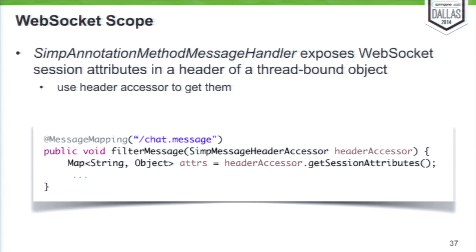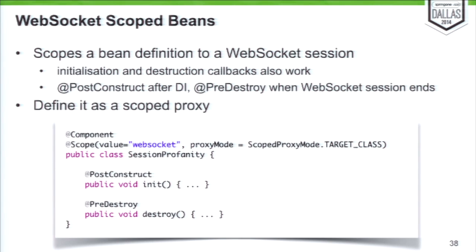So basically, the first handler that we have seen, the simple annotation method message handler, will expose all the attributes from a session directly into the thread local, right? So into an object which is thread bound. Getting access to this thread bound object is possible using this header accessor. Notice that in this message mapping, we define an argument which is a header accessor, and we are getting access to the headers which will represent the headers in the current WebSocket session, because every single WebSocket connection will have its own WebSocket session. And this lets us define WebSocket scoped beans.